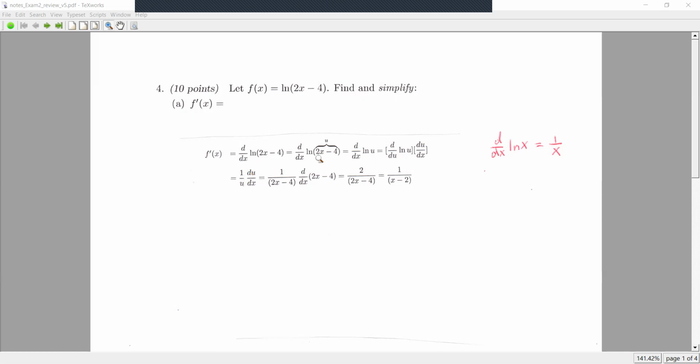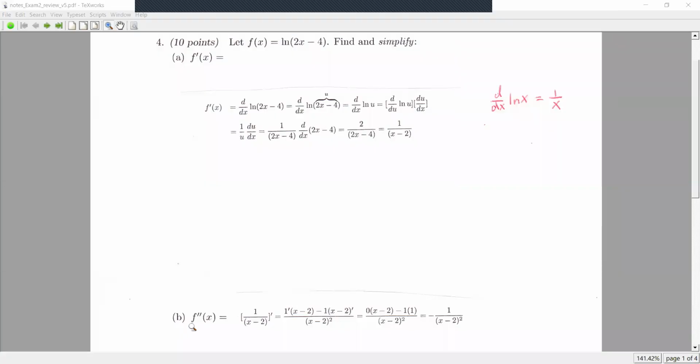Now, plug in 2x minus 4 in the u here, then I have this equation. The derivative of 2x minus 4 with respect to x is 2. Then simplify this quotient by taking out 2 from the bottom and canceling 2. Then this is the answer to part A.